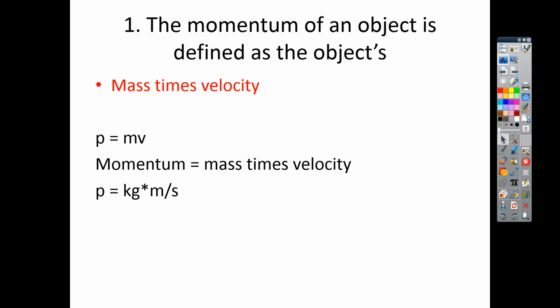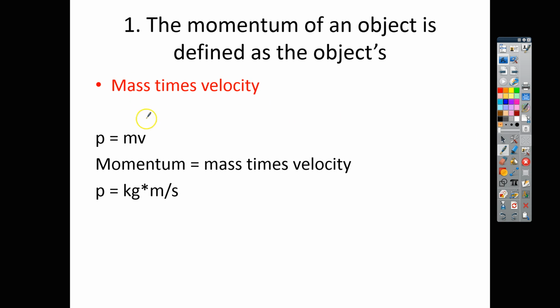Hey, this is Horner, and I just want to go through number 1 through 10 for momentum. These are conceptual questions, and the first one says the momentum of an object is defined as just the mass times velocity. So you'll notice that in this we use P for momentum.